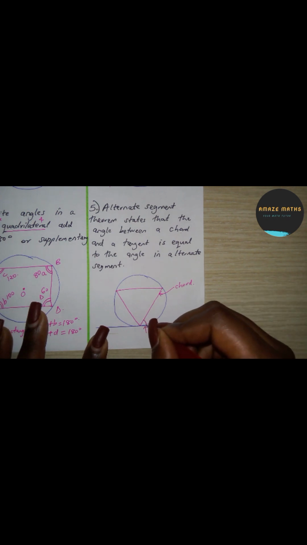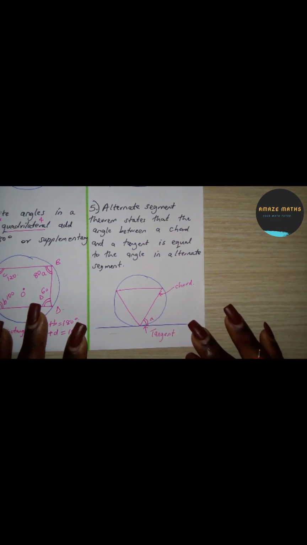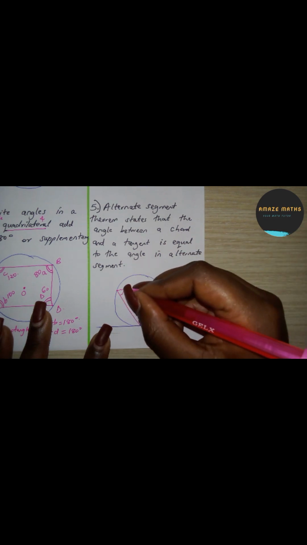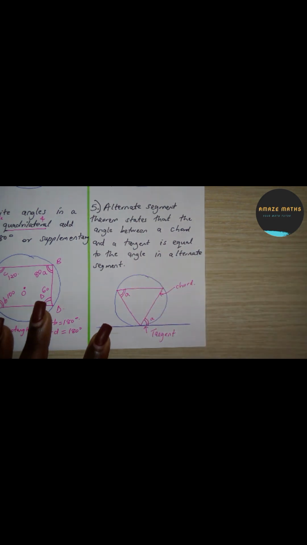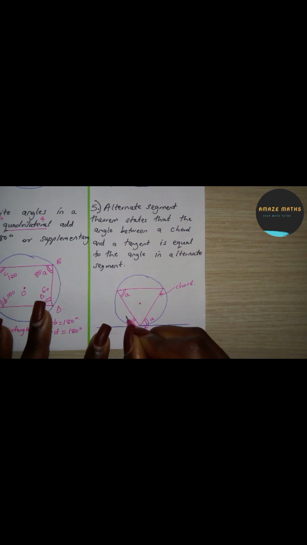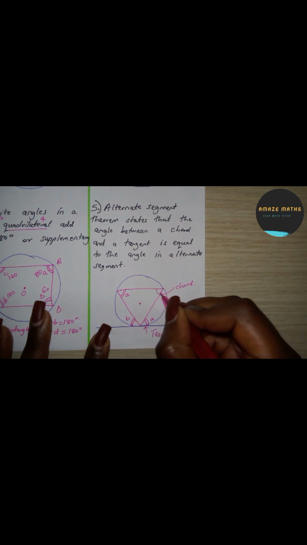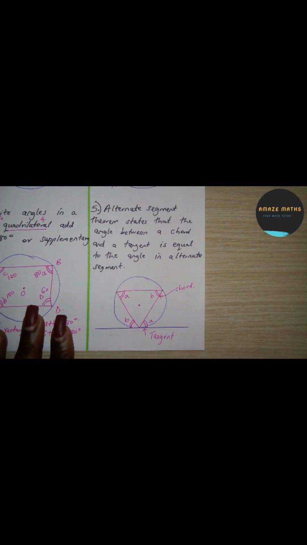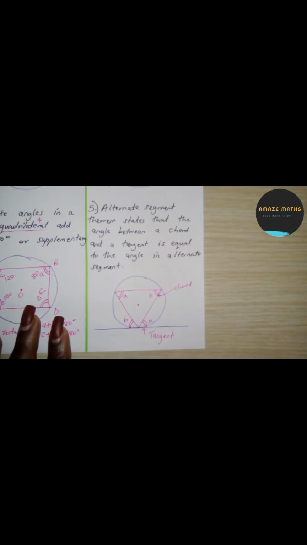So this angle, let's say this is angle A, is equal to that one, angle A. And then let's say this is the center of the circle. So this angle on this side, B, is equal to B. Now let's move on to the last theorem.